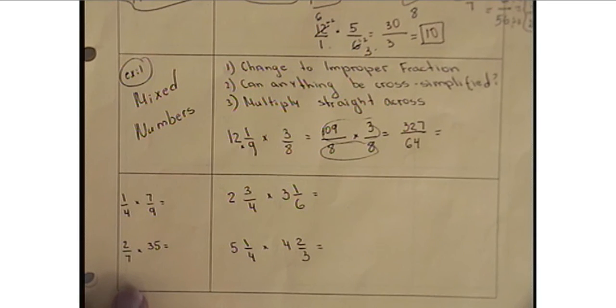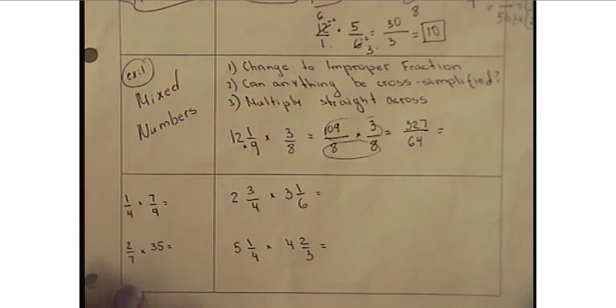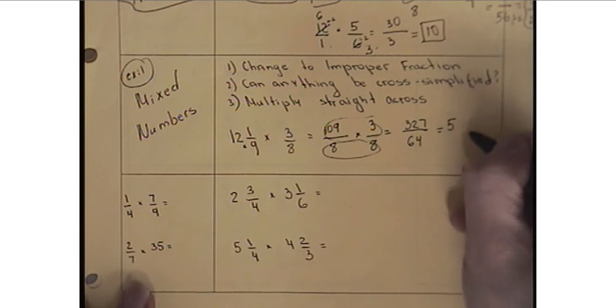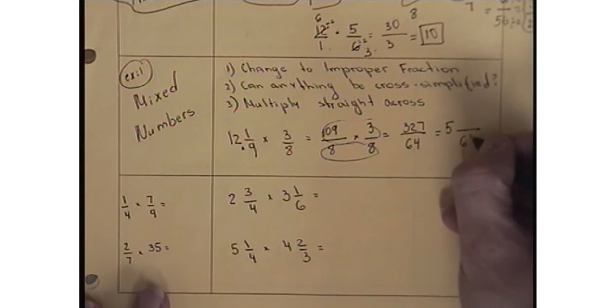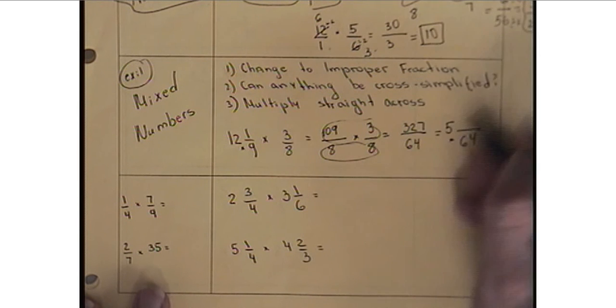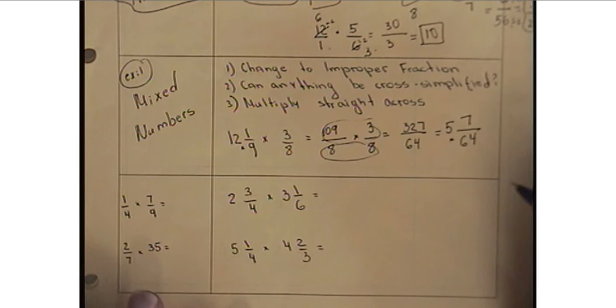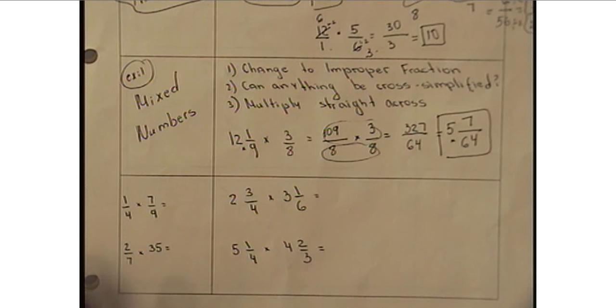Then you guys can go ahead and try and see how many times 64 goes into 327. And if you do the example, you will see that it's 5 times. 5 times 64 is exactly 320, and the difference between 320 and 327 is 7 as a remainder, or 7 left. So 5 and 7 over 64 will be the simplest form.